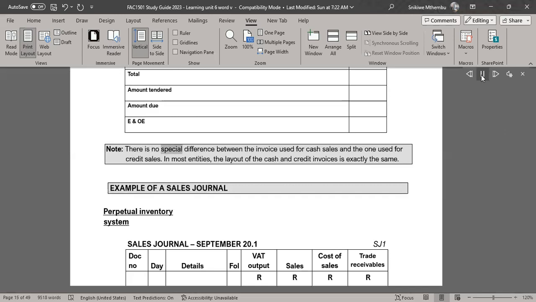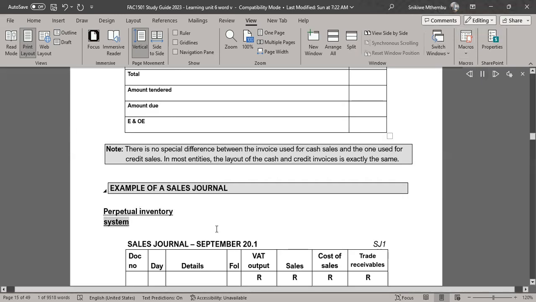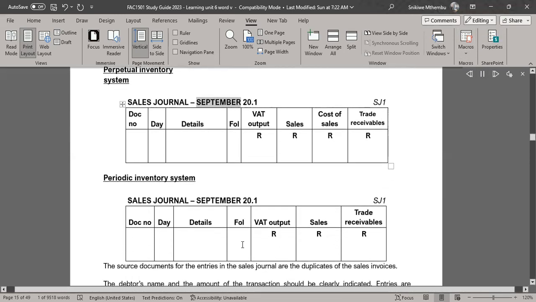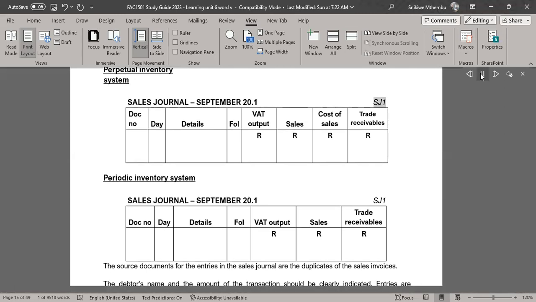Note, there is no special difference between the invoice used for cash sales and the one used for credit sales. In most entities, the layout of the cash and credit invoices is exactly the same. 1.2 Example of a sales journal. Perpetual inventory system. Sales journal, September 20.1 SJ1.